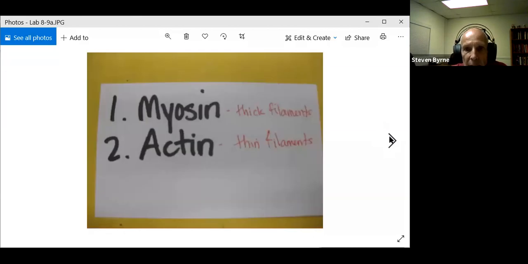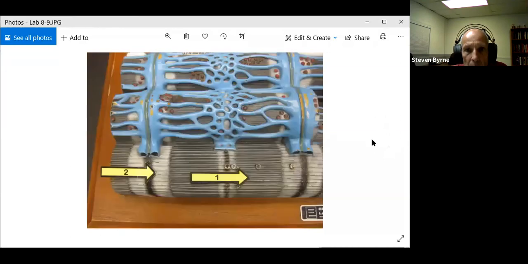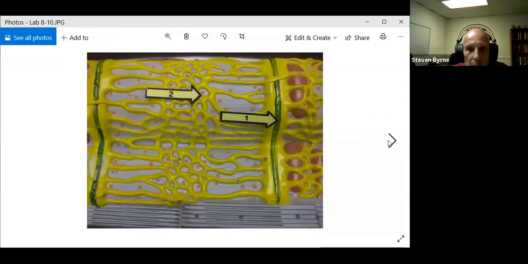So we got actin and myosin. Actin is thin, myosin's thick. Okay, this is just the same thing. Transverse tubule is 1, sarcoplasmic reticulum is 2, and what are these? ATP, for energy. Stuff like this you'll see on the next test.